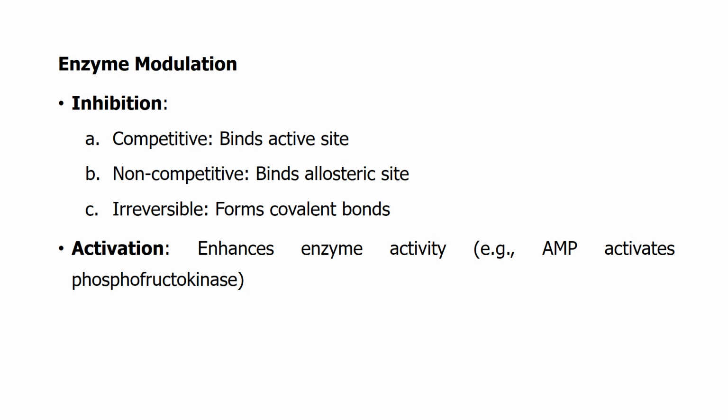We've also known about inhibition in enzyme modulation, and the types we mentioned are competitive, that is, binds active sites, non-competitive, binds allosteric site, and irreversible, forms covalent bond. We also know that enzyme activation involves the enhancement of enzyme activity.